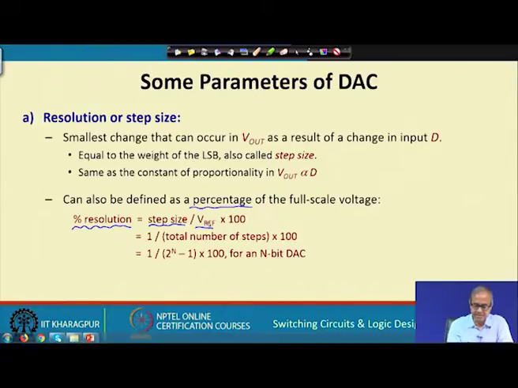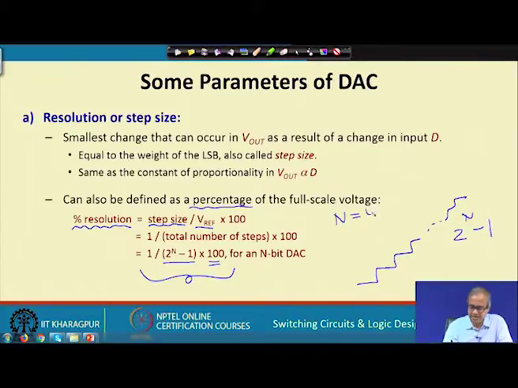Step size by Vref, you can represent it like this, 1 divided by total number of steps, same thing. And for an n bit DA converter, number of steps will be starting from 0, there will be 2 to the power n minus 1 steps. So, 1 divided by 2 to the power n minus 1 multiplied by 100. So, if you write it like this, then you will get the percentage resolution. Let us say for a 4-bit DA converter n equal to 4, the resolution will be 100 divided by 15, this much percentage. So, it will be how much? 6.6% approximately, right. So, the resolution will depend on the value of n.